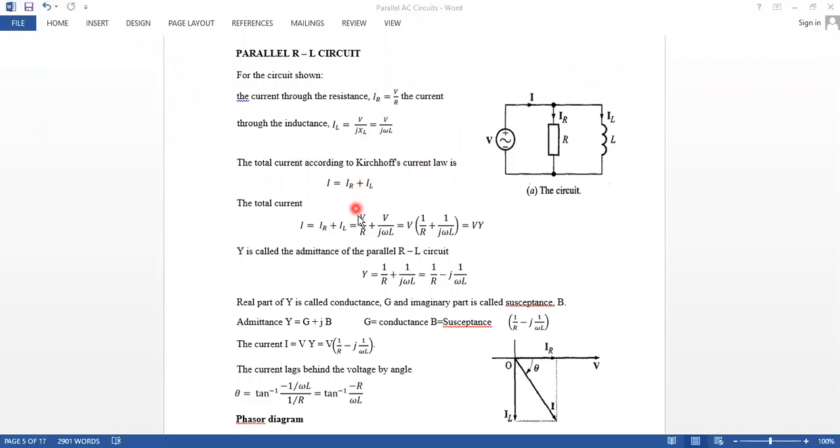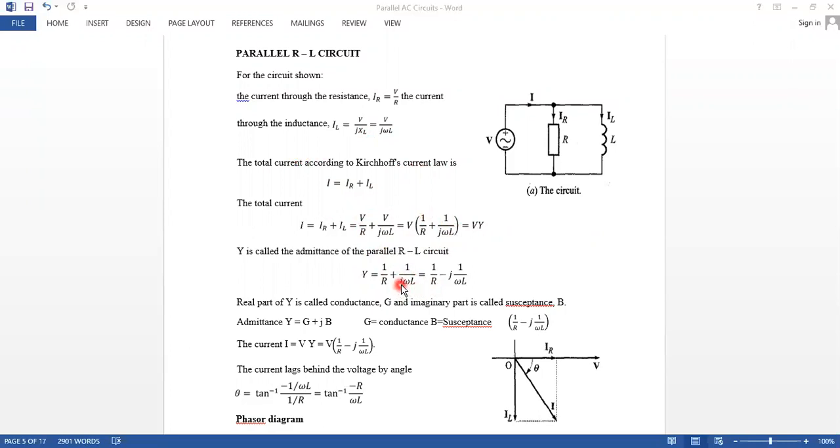So now substituting for IR as V by R and IL as V by j omega L, we get this particular equation. Now this total is nothing but a reciprocal of impedance, so we call it admittance Y. Okay, Y is the admittance over here. So we represent admittance Y is equal to 1 divided by R plus 1 divided by j omega L.